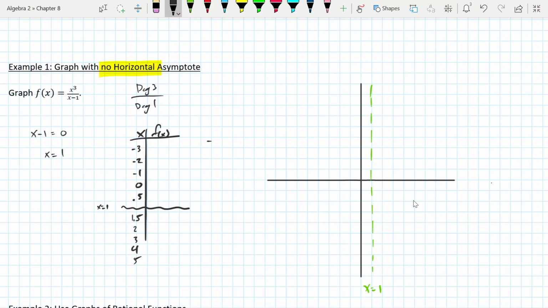So we have -3 to the 3rd power over -3 minus 1, or -27 over -4, which is going to be, oh shoot, what's that? 6.25? No, 6.75. All right, so there's 1 point. So now I'm just going to use my calculator to figure out the rest of the table values real quick.